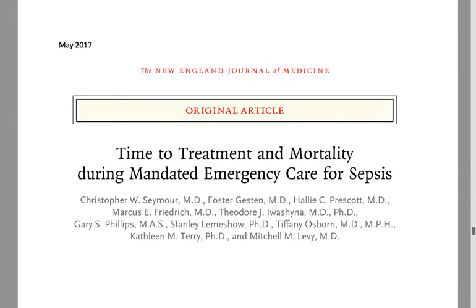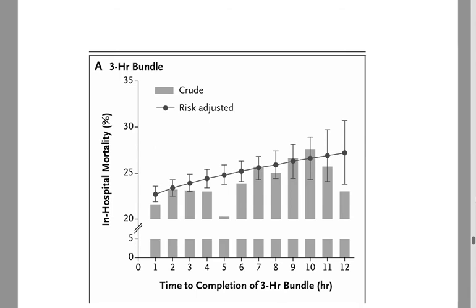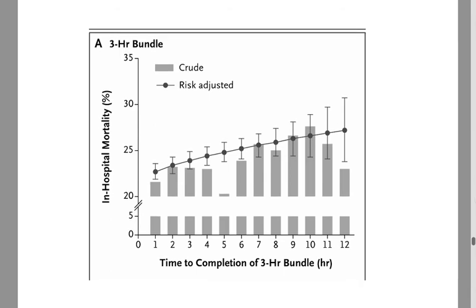Anyone here work in New York? Okay, so you probably read this paper. It was published last year in the New England Journal, May 2017, looking at time to treatment and mortality for emergency management of sepsis. Basically the concept was they took the ER databases of all sepsis patients from New York State and looked at compliance with a 3-hour sepsis bundle, which was basically getting blood cultures, giving antibiotics, and what was the third thing? Sorry, blanking. Antibiotics, cultures, and can't remember.